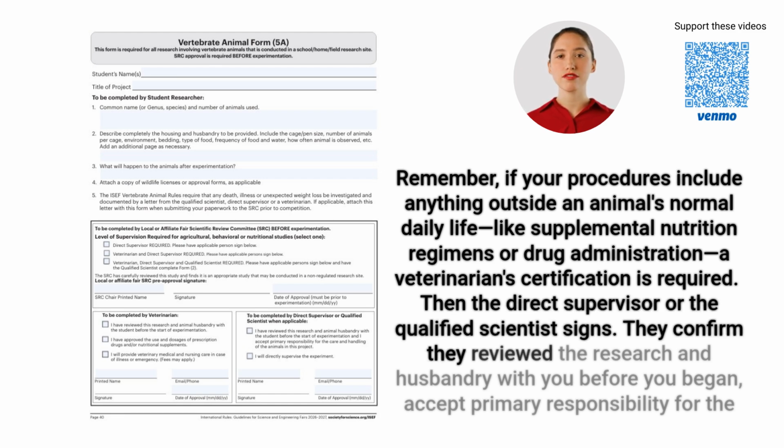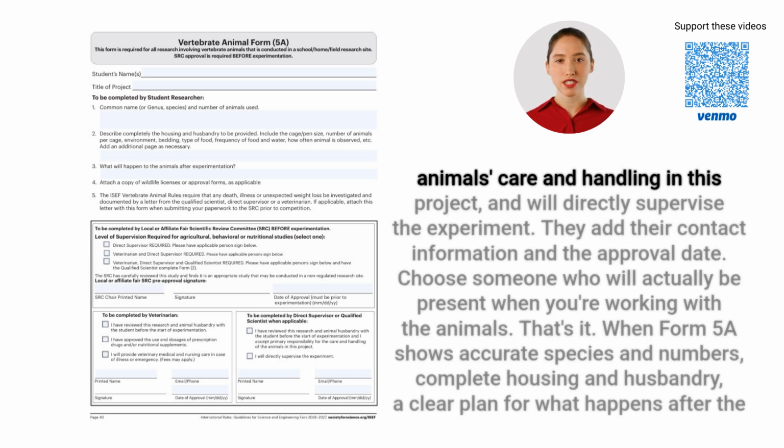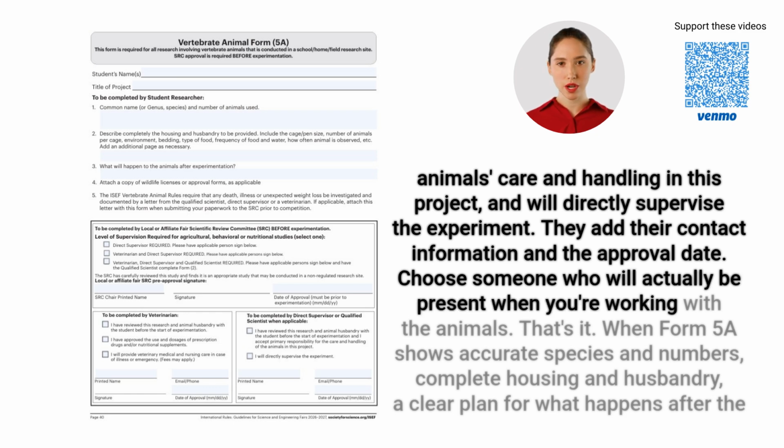They confirm they reviewed the research and husbandry with you before you began, accept primary responsibility for the animal's care and handling in this project, and will directly supervise the experiment. They add their contact information and the approval date. Choose someone who will actually be present when you're working with the animals.